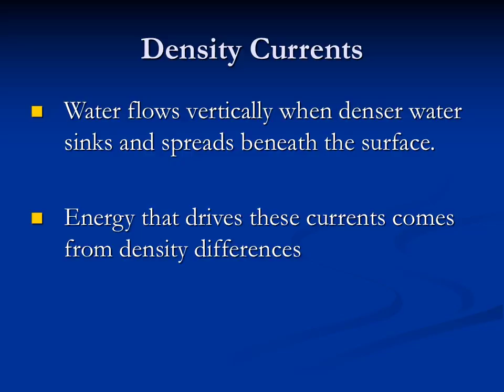So the second kind of ocean current is density currents, or deep ocean currents. Water flows vertically when denser water sinks, okay? So denser water is colder water. It sinks and then spreads beneath the surface. The energy that drives these currents comes from the density differences.